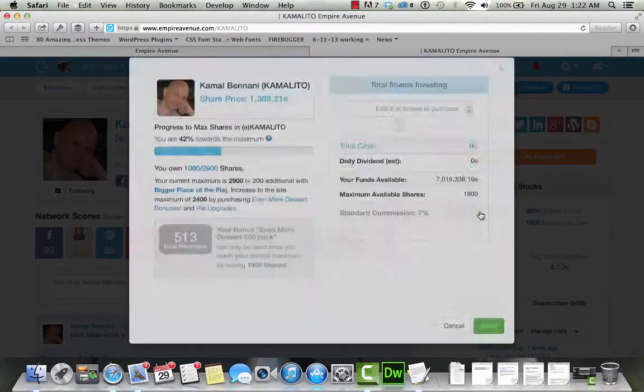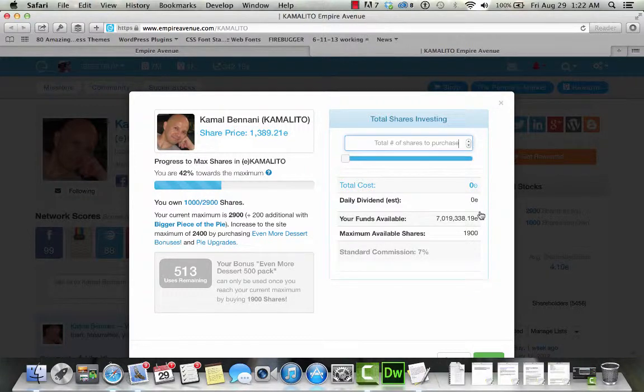Let's take a look at maybe investing a little bit more. What if I were to invest 900? That would cost me 1.3 million EVEs as my total cost, and it would earn me a daily dividend of 3,600 EVEs. But that's before the double, so before I get the double dividends for him being an Empire Avenue leader. So in actuality, I would get about 7,200 additional EVEs in dividends for this investment.